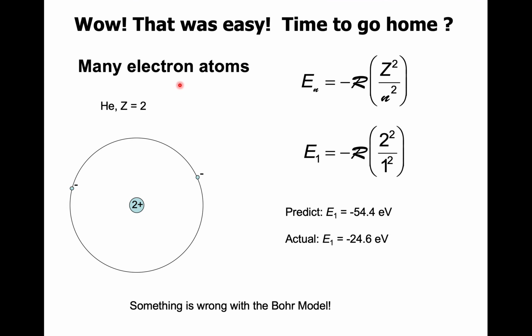Well, it wasn't so easy when we moved to anything else, though. So helium's still super simple. It's got a +2 charge in its nucleus. We've got 2 electrons now.